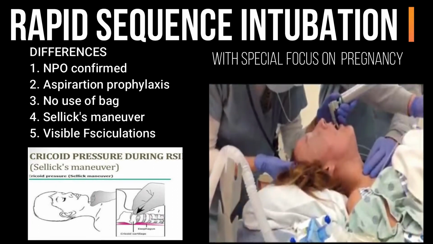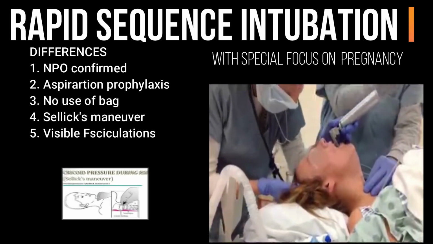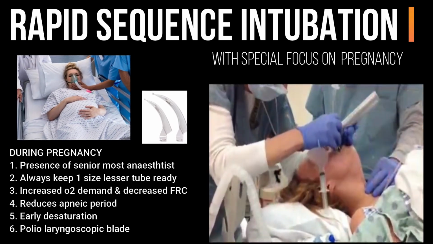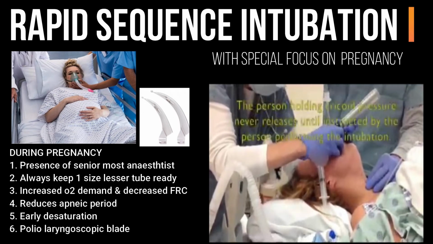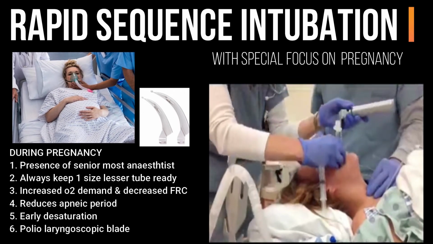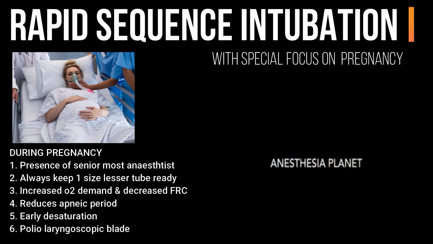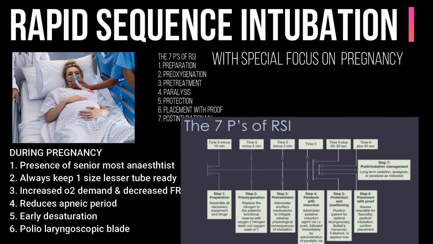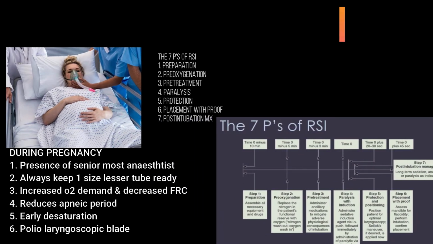Immediately after giving muscle relaxant, the appearance of the fasciculation indicates the time of intubation. No waiting time of 3 minutes. Special care in case of pregnancy should be taken as there should be presence of the most senior anesthetist. Always keep one size less ET tube size ready as there is possibility of glottic edema. Polylaryngoscopic blade can be used. There is decreased FRC, increased oxygen demand, so the patient can desaturate easily.